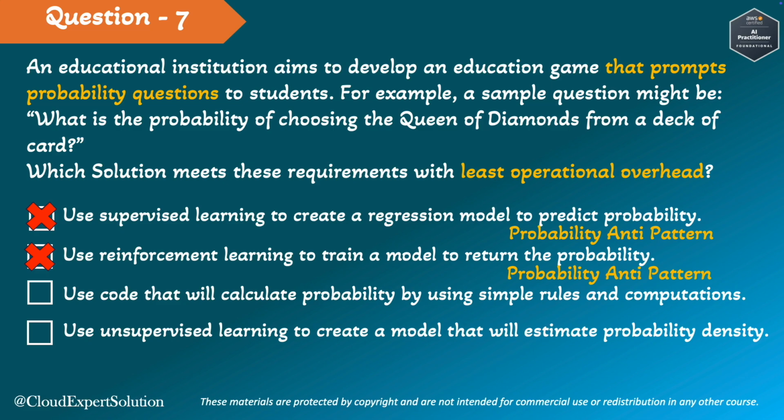Option 4 is saying use unsupervised learning to create a model that will estimate probability density. Unsupervised learning is again used for finding patterns or structures in data without labeled outcomes. Estimating probability density is more complex and not necessary for simple probability calculations like we have in this example. Again, this is an anti-pattern and it's not the correct option for us. So we have the only right option, which is option number 3, and this is the correct answer for us.